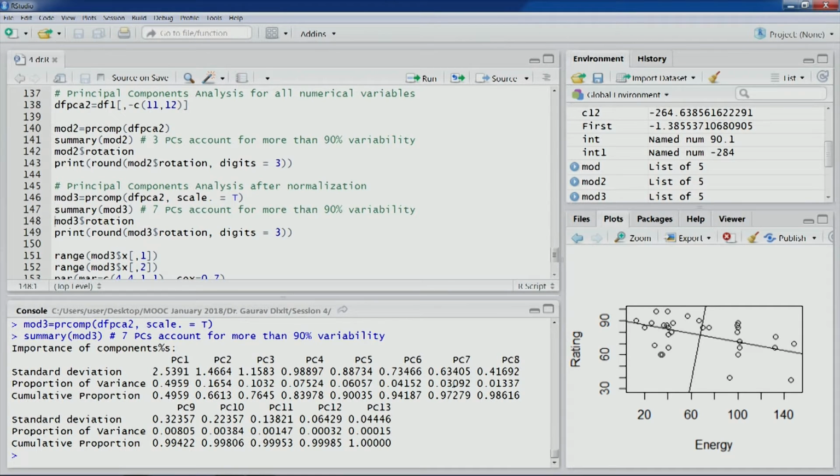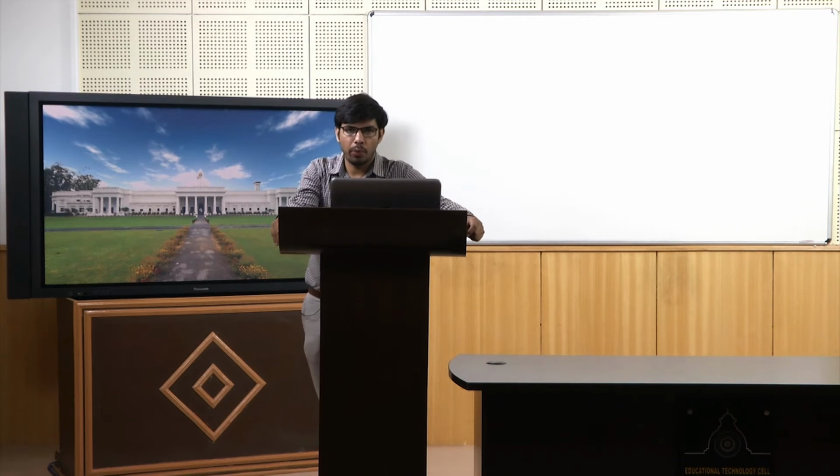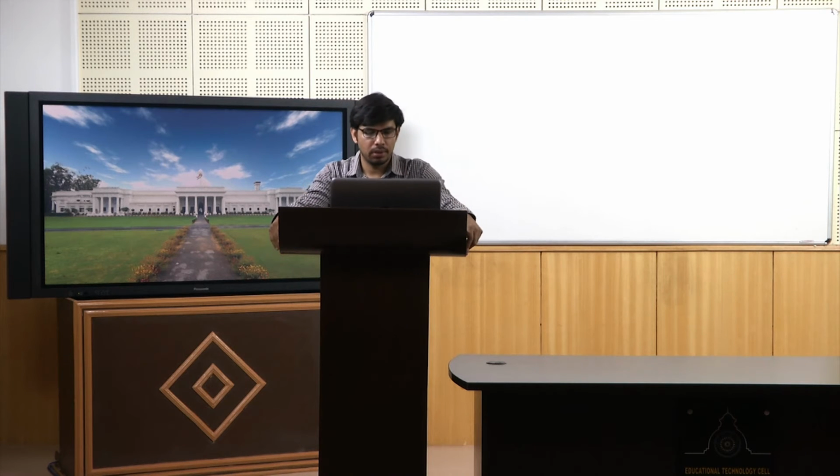So the dimensionality, which we thought, when we ran principal component analysis without normalization, was reducing from 13 to 2, was not the actual case. If we do normalization, if we do scaling, then we find out that it is actually from 13 to 7. So we would still require 7 new dimensions to capture most of the variability.